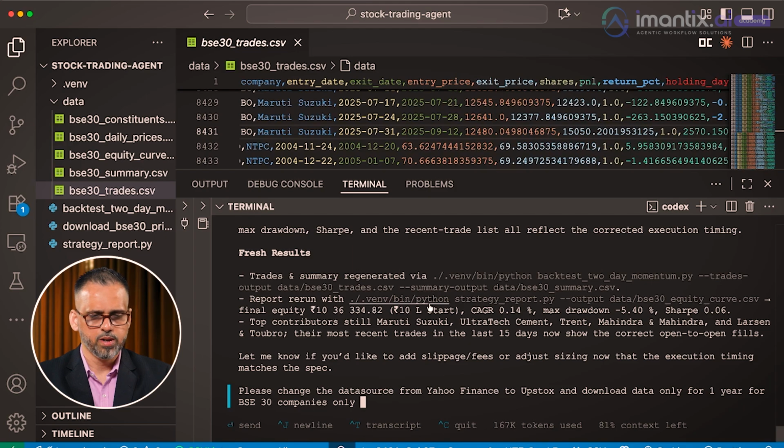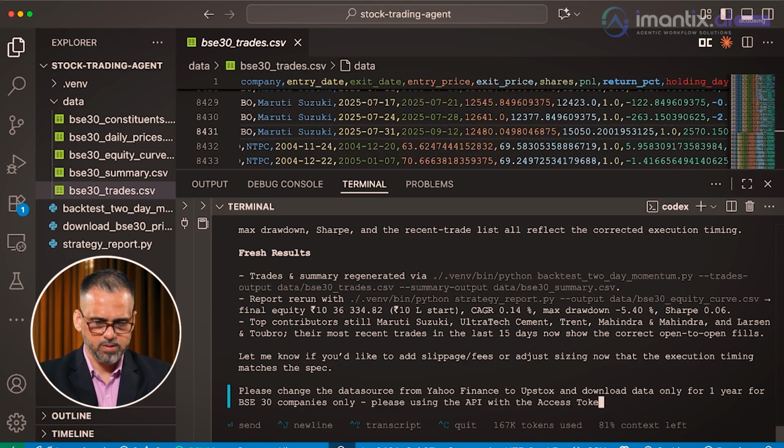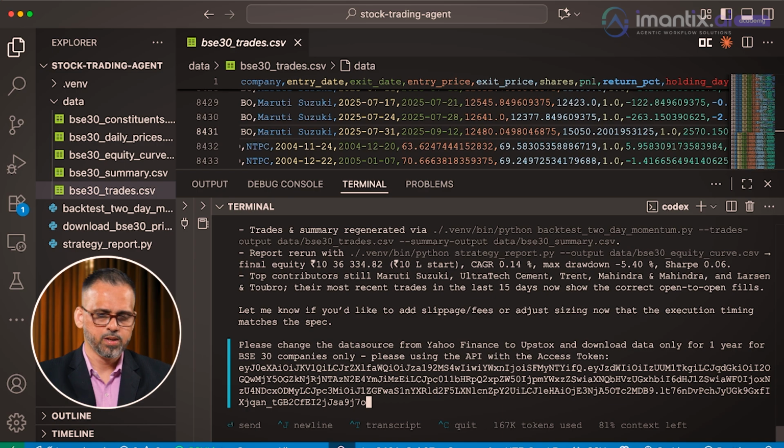I copy it to the clipboard, and now we'll tell our software developer that we want to change the data source. We don't want to use Yahoo Finance. We want to use Upstox. And just to speed things up, we'll download data only for 1 year for BSE 30 companies only. Please use the API with the access token, and we are pasting the access token in. This is the access token we generated from the Sandbox app.